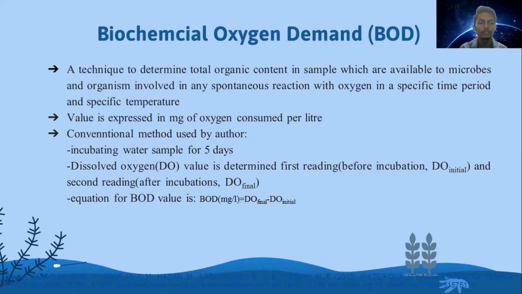The dissolved oxygen value, DO, is determined using the first reading before the incubation, termed as DO initial, and the second reading after the incubation, which is termed as DO final. So the equation for the BOD value is BOD in milligram per liter equals dissolved oxygen initial minus dissolved oxygen final.